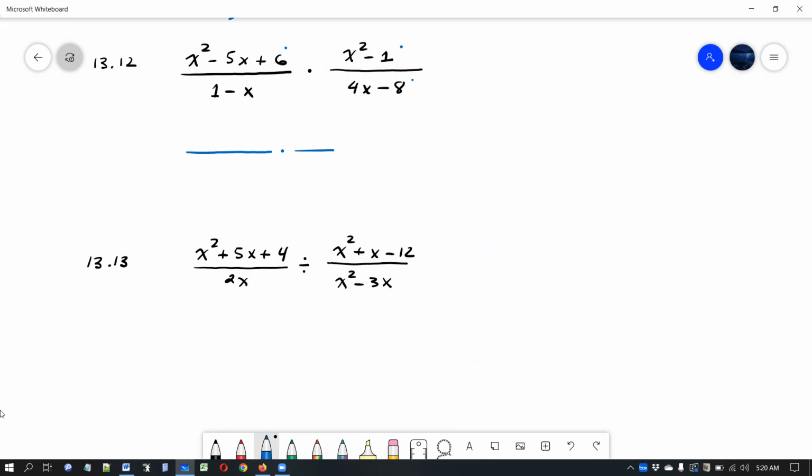So I'm going to write the two fractions here, and I think I'm going to do the 4x minus 8 first because I think it's the easiest one. So this is GCF. So what do these two terms have in common? Yes, they have a 4 in common. So you pull out the 4.